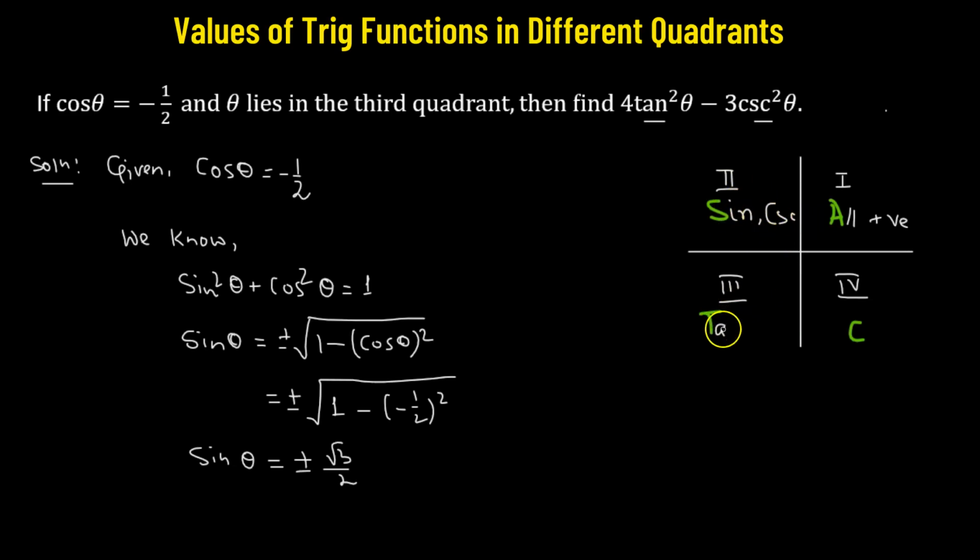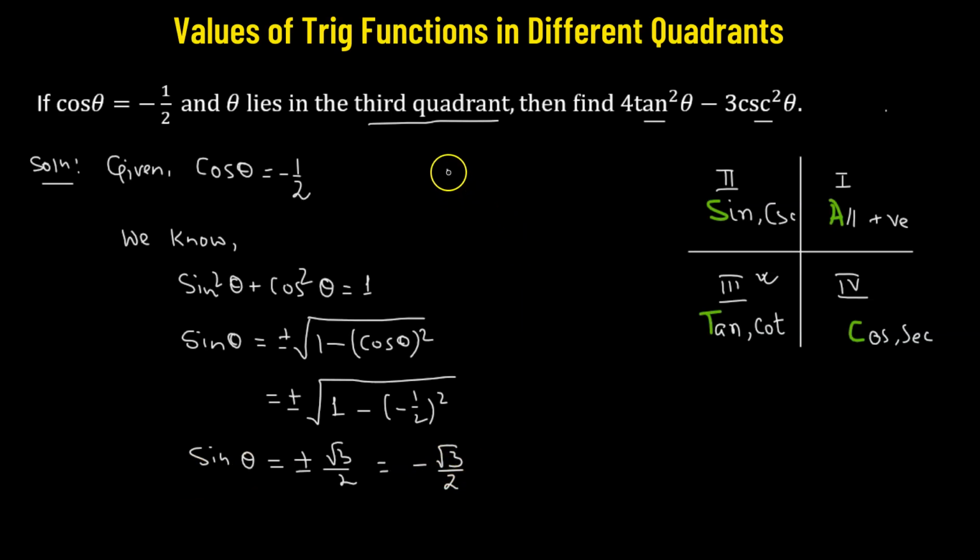Then in the third quadrant, T stands for tangent. The tangent and its reciprocal, the cotangent function, are positive. Everything else will be negative. Finally, in the fourth quadrant, we have the cosine function, so cosine and secant are positive and everything else is negative. In our problem, theta lies in the third quadrant, so we are only concerned with the third quadrant, where tangent and cotangent are positive. Meaning sine theta is negative, so we only consider the negative value of sine theta, which is negative square root of 3 over 2.